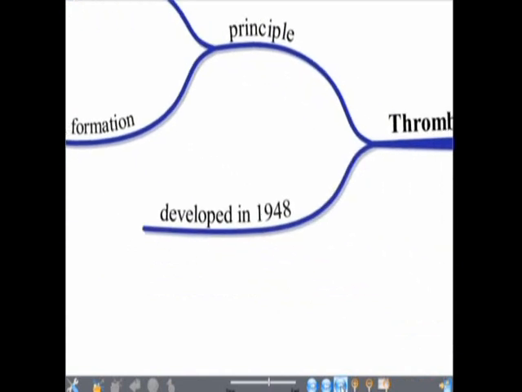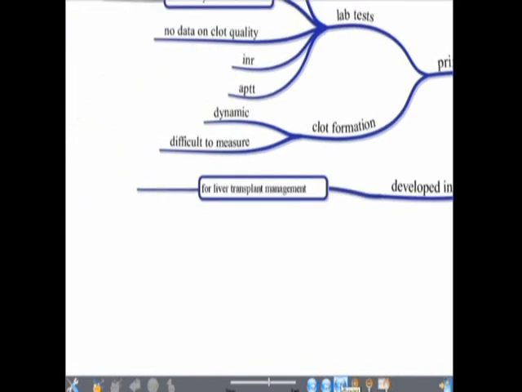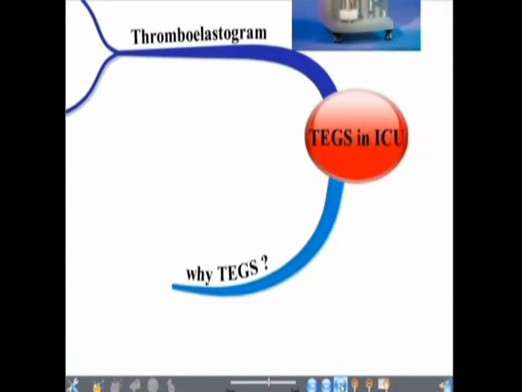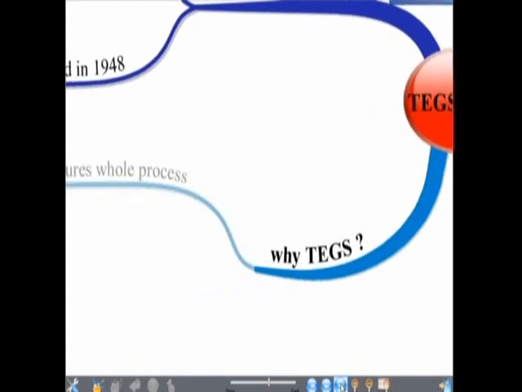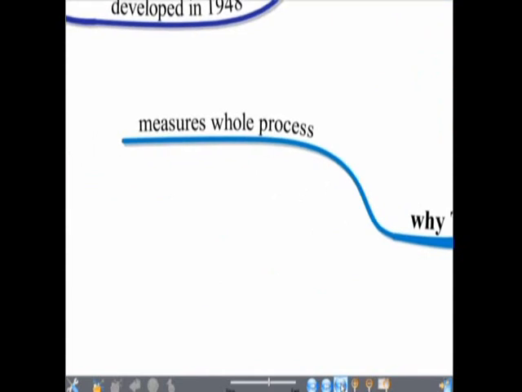Well, this technique was developed in 1948, and it was used primarily for liver transplant management. So why should we use it? Why should we use TEGs at all? What's the point of having them in our unit? Well, the difference between TEGs and traditional methods of measurement is that TEGs measure the whole process. They don't just measure the speed at which the blood is clotting, but they measure the whole process.